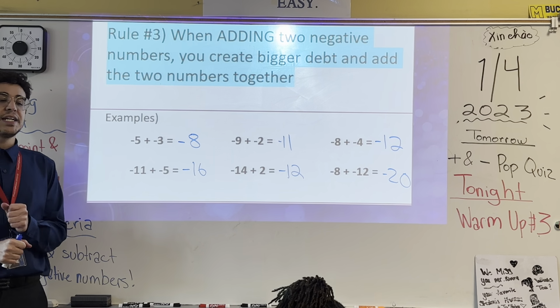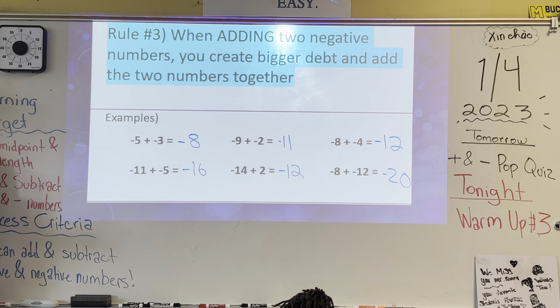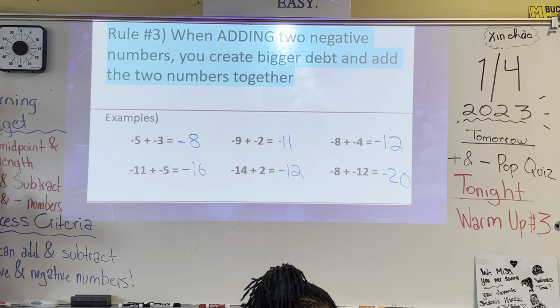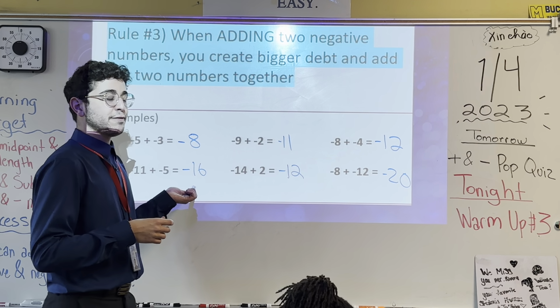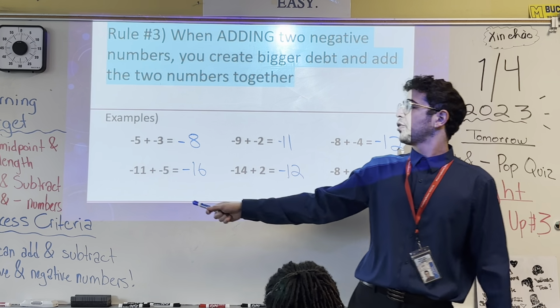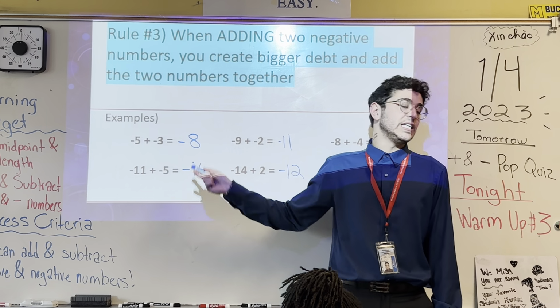Some people think a negative and a negative is a positive. That is the case when we multiply. A negative times a negative is a positive. Again, -5 times -3 will be positive 15. But we're not multiplying, we're adding. -5 plus -3 is an even bigger negative.